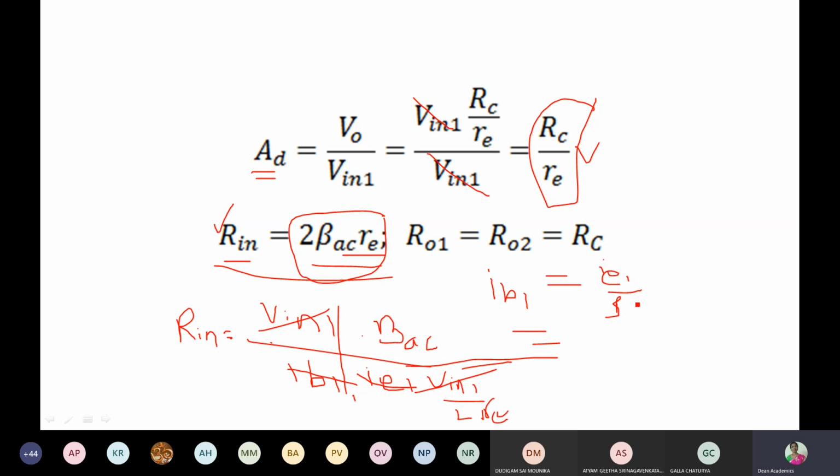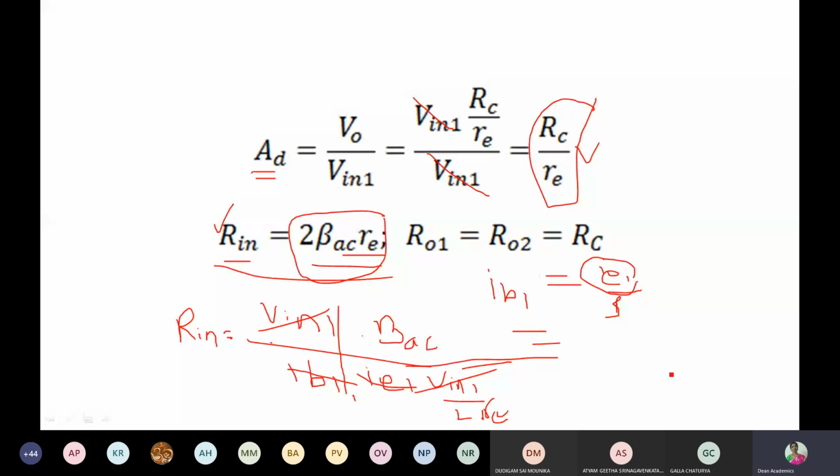IB1 is equal to IE1 by beta AC, right? Now what is this IE1? Just now we have derived what is IE1. I have shown you, VI1 by IE1 is equal to Vin1 by 2RE. Very good, right?